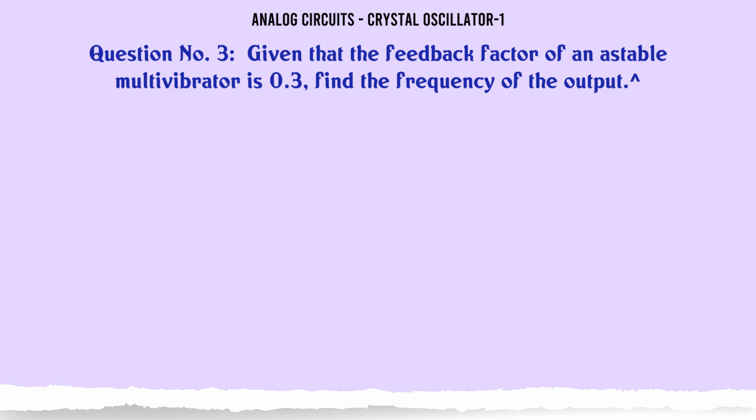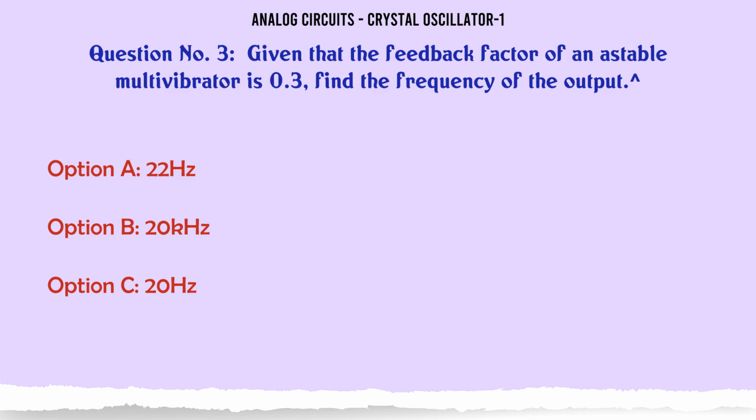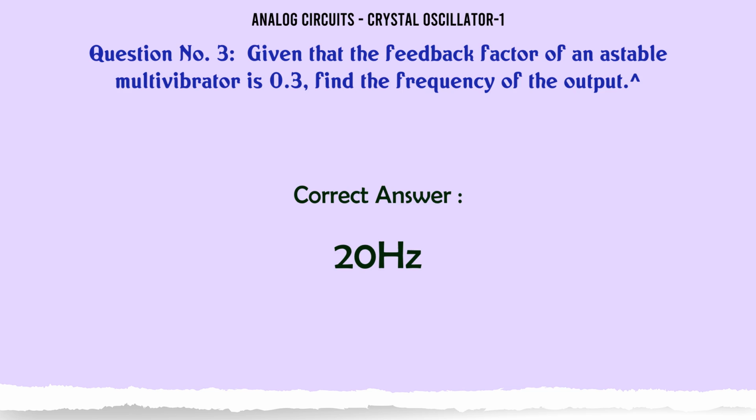Given that the feedback factor of an astable multivibrator is 0.3, find the frequency of the output. A 22 Hz. B 20 kHz. C 20 Hz. D 40 Hz. The correct answer is 20 Hz.